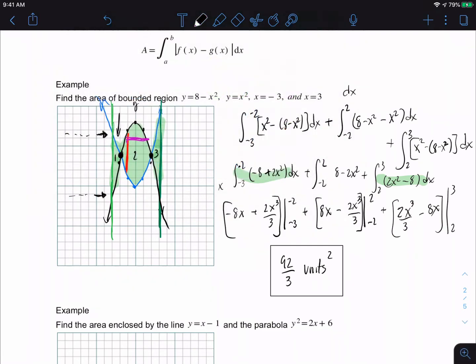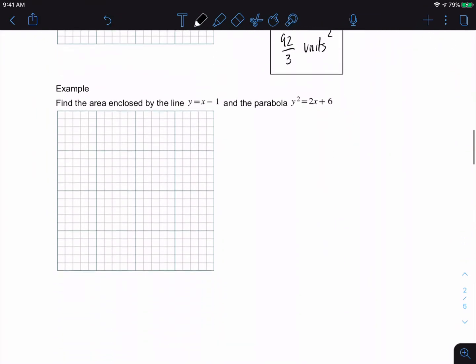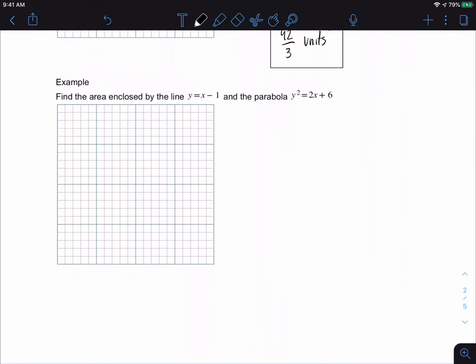So let me show you another example, and we'll go from there. And this, I think, will help you see the decision factors that are made for doing this.